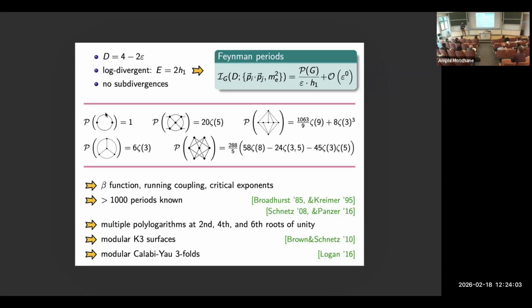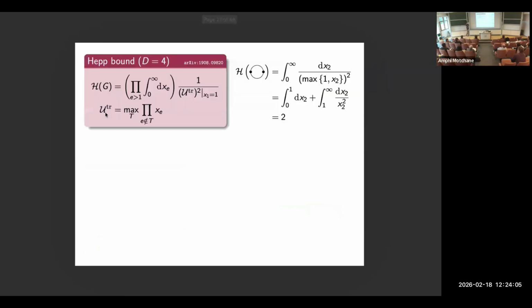What happens now in the tropical theory? These things get much simpler. So this is an example of the tropical pole in epsilon of this bubble graph. This graph has only 2 spanning trees, one edge or the other. So this U polynomial is just x1 plus x2. Now we replace this by max of x1 and x2.